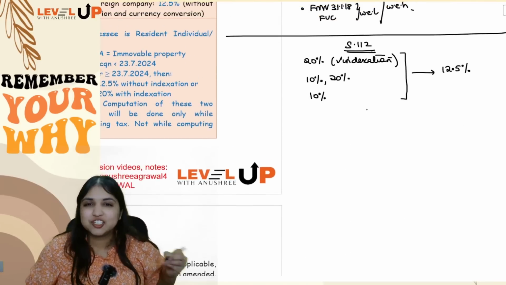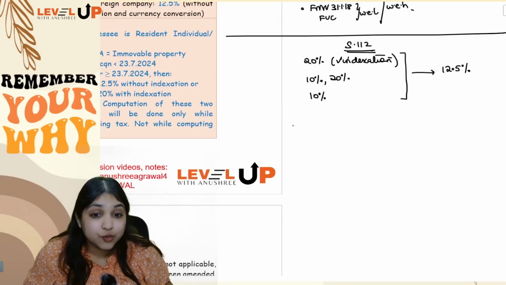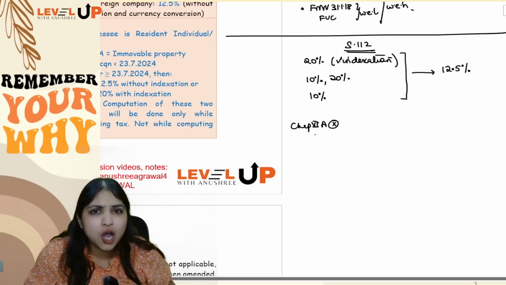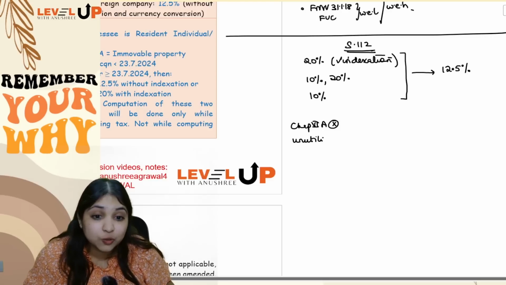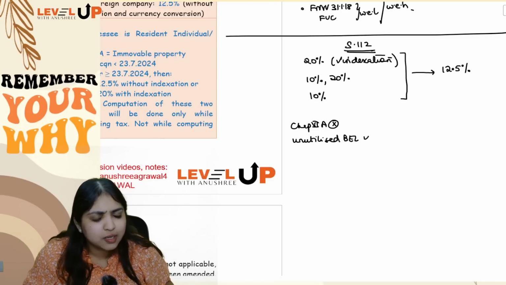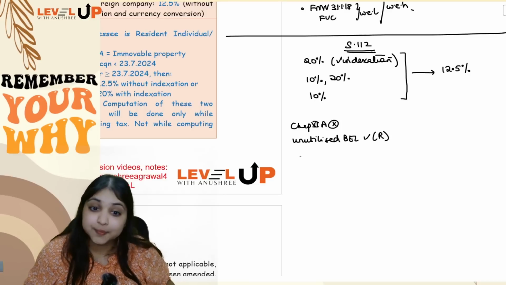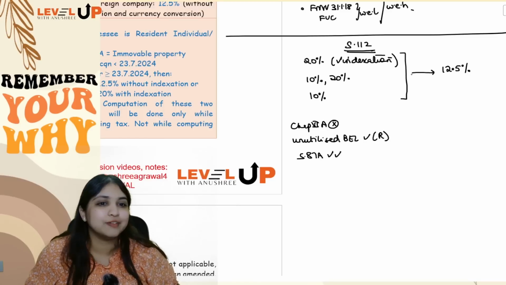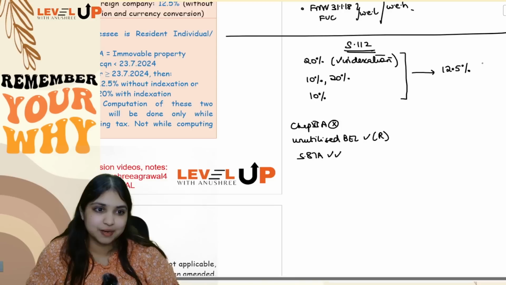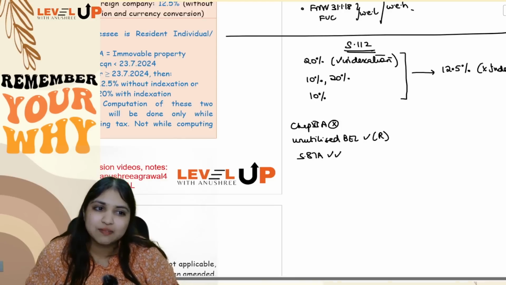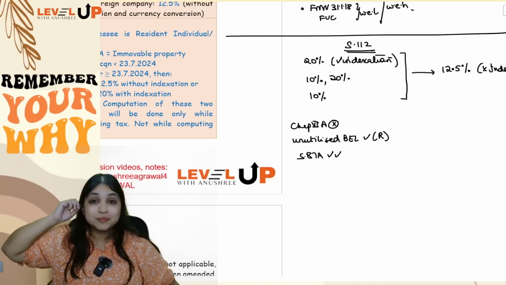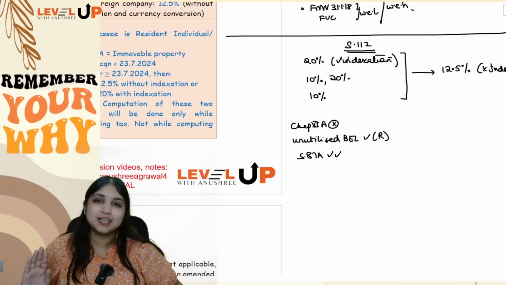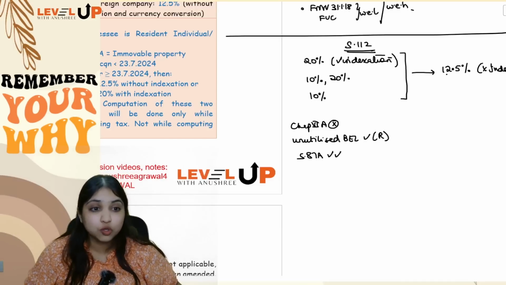Other provisions in section 112 remain the same, guys. Even over here, chapter 6A benefit you will not get. Even now, if assessee is having any unutilized BEL, you can adjust if assessee is a resident. Section 87A rebate you will still get. But however, earlier we were giving indexation benefit. Now, without indexation we computed, guys. Try to interconnect. Earlier we learned, 23rd July 24 onwards, no indexation. So we did not give indexation, but we reduced the tax rate to 12.5%.